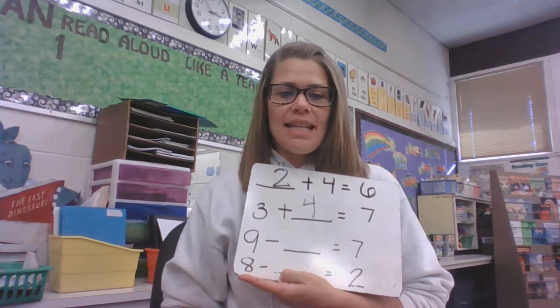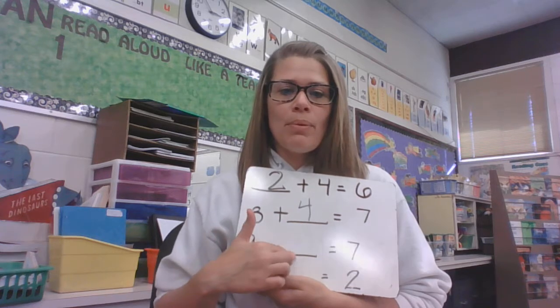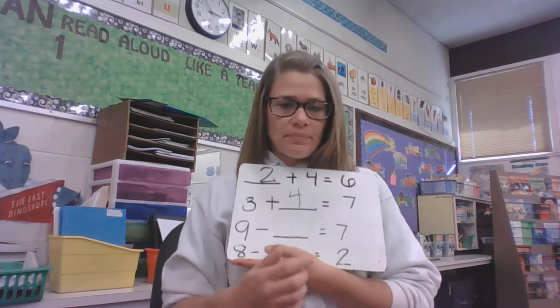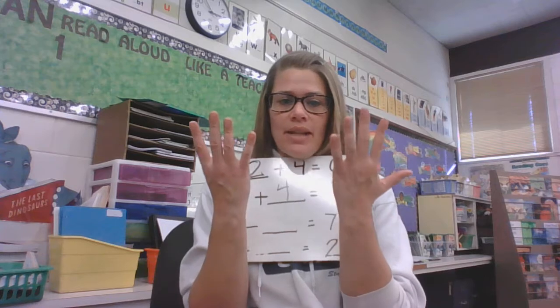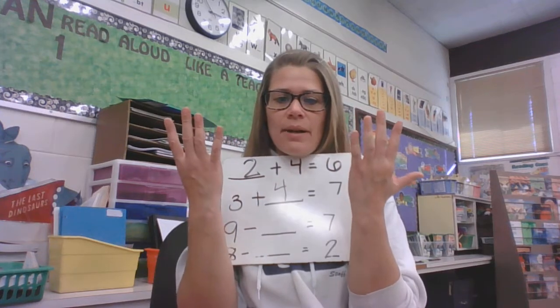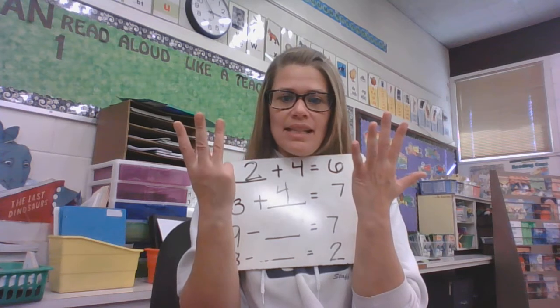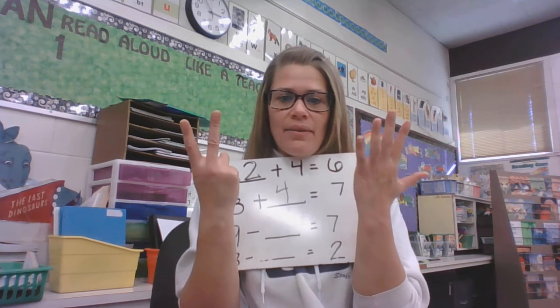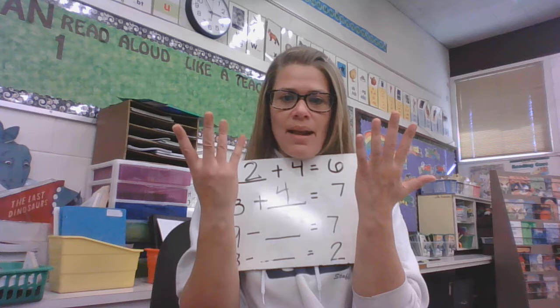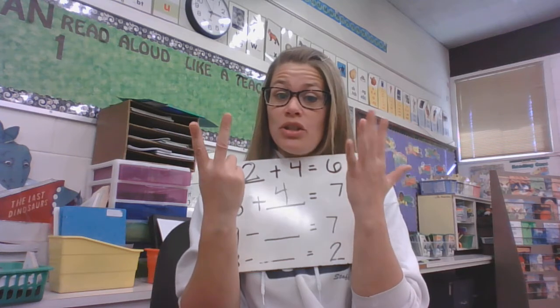Down here now I've got a takeaway. 9 take away what equals 7? So I'm going to put my 9 fingers up. And what do I need to take away from my 9 to get to 7? Okay, so if I know 9 looks like this, now I've got 8. Now I have 7 up. So how many did I take away? I took away 2 fingers to get to 7.